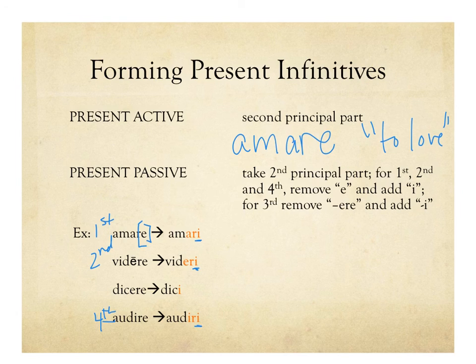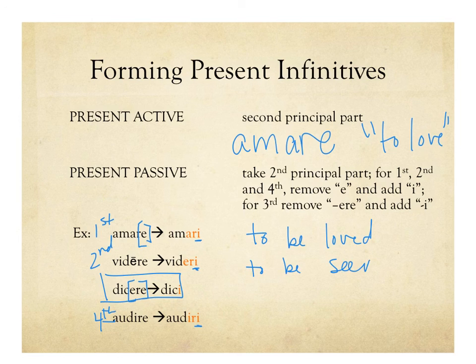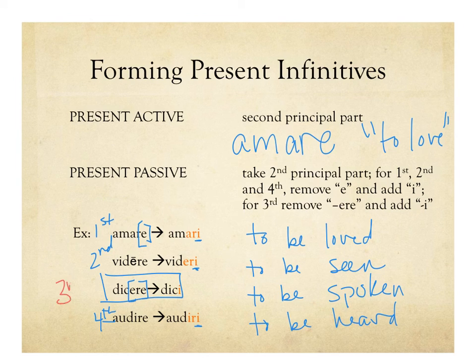Okay? The one that's different, of course, is the third. And here we remove that whole ERE ending, and you just get dici. Okay? And this would mean to be loved, right? To be seen, to be spoken, to be heard. Okay, but that's all you have to do. For the most part, we change the E to an I, except in the third, right, which is always the tricky one, where we're going to remove that whole ERE and then add our I. Okay, so that's really pretty straightforward, pretty easy.